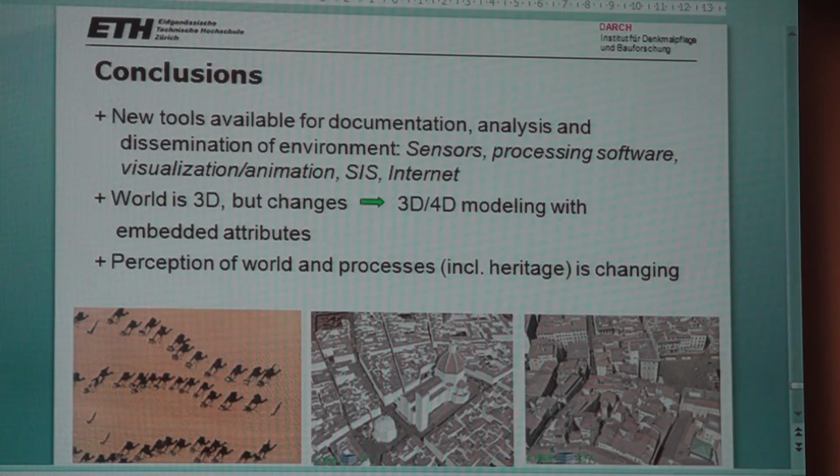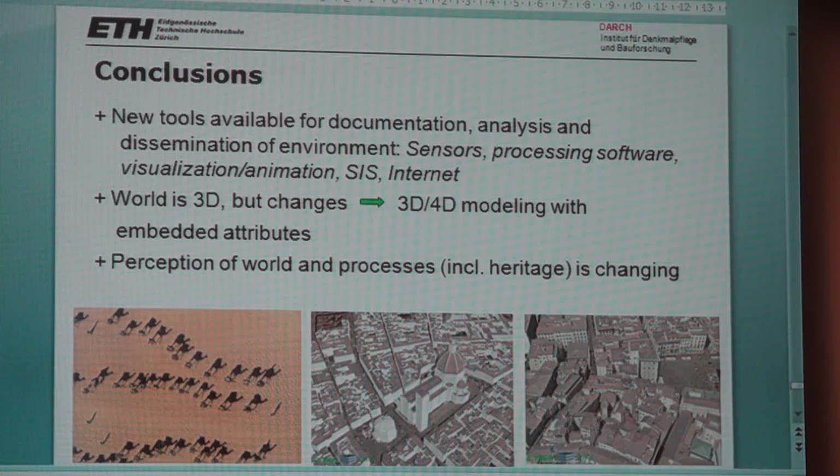Okay, so the conclusion is we have a lot of tools available, a lot of sensors, and also software available for documentation, analysis, and dissemination. Sensors, processing software, visualization software, spatial information technology, the internet finally. But the world also changes. We have to look more into the changes, into 4D city modeling, for instance, with embedded attributes. And also the perception of the world and the perception of maps is changing. What is a map of the future?